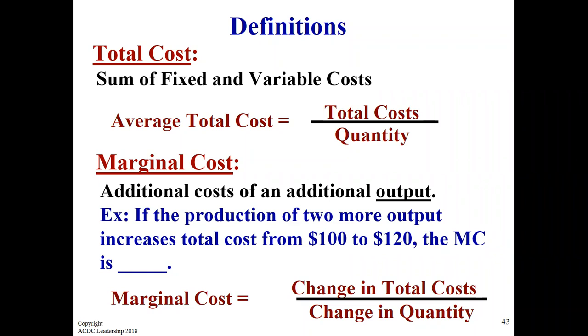All right, so here, just look for a second before you write it down. If the production of two more output increases total cost from 100 to 120, the marginal cost will be. So what's the change in total cost? 20, over the change in output, which is 2. So then the marginal cost is 10.